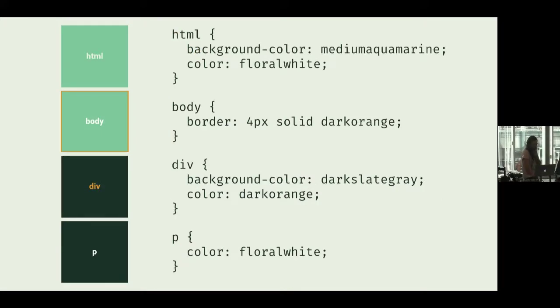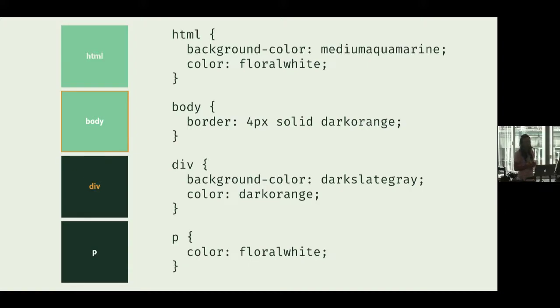It's kind of my example here, what it looks like. So HTML, I'll apply a couple properties to it. Medium aquamarine and floral white. Those colors. So then within the HTML there's a body. That body, I can apply properties to that, and anything that I don't apply to that specifically could come from the parent.